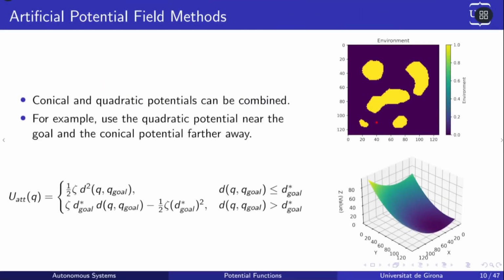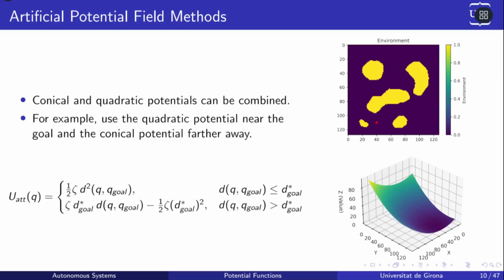Okay, then how are we going to implement that? At least how are you going to implement that in your lab? Of course, this is something that can be computed online. If I know where I am and where the goal is, it's super simple to compute the potential function, the attractive potential function, in this particular area.